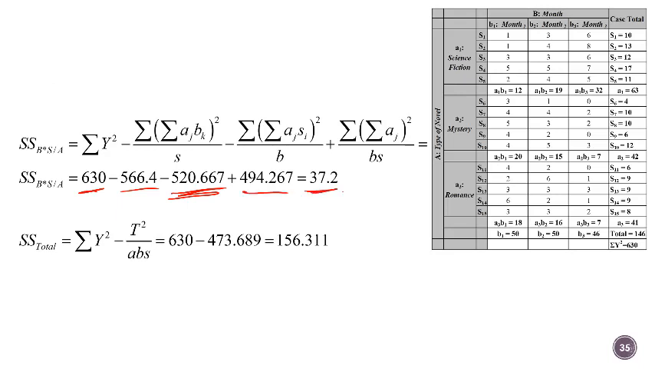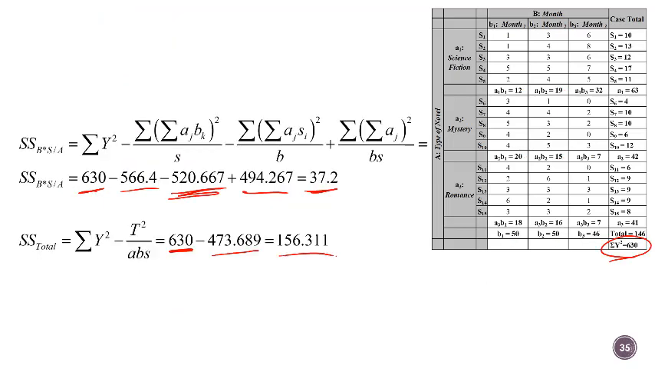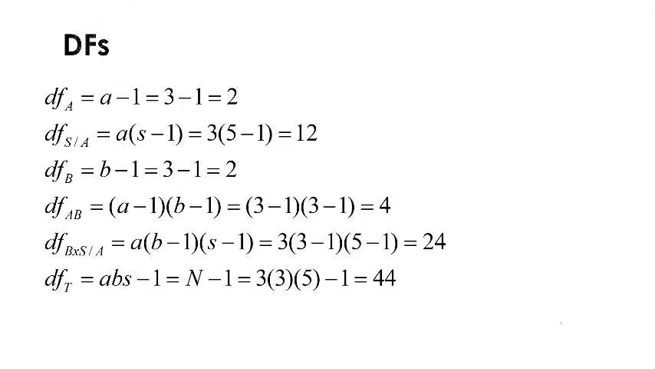You get 37.2. And here we got the 630, which is given to us there. And the 473.689 is the number that we get for t squared over ABS each time. Subtract those, you get 156.311. So they all come out really close. The only one that's sort of off a little bit is this one, where this is deviation, this is the computation, but they're still all really close.